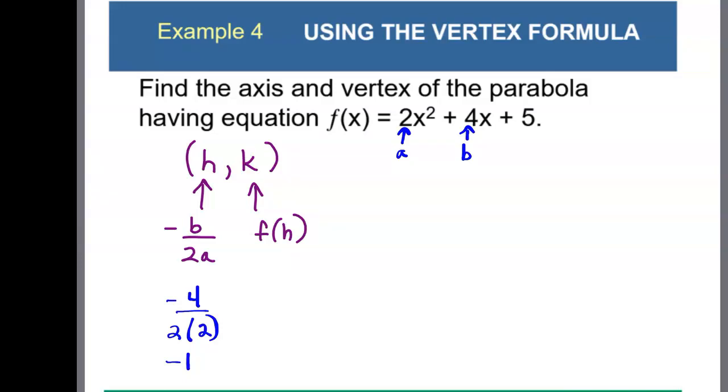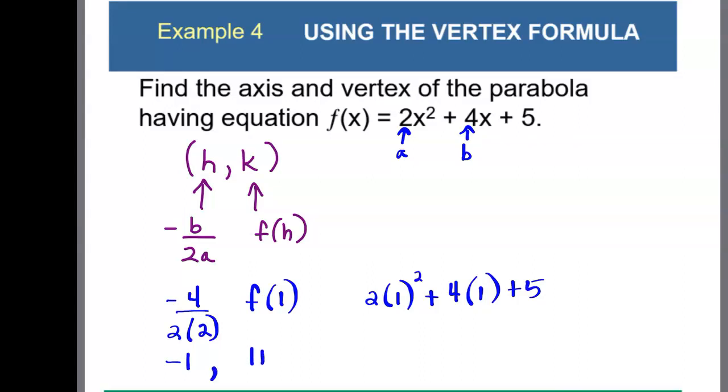Now to find k, I'm just going to plug h into f. I need f of h, which is f of negative 1. So I'm going to plug in negative 1 in my function wherever I see an x. So I have 2 times negative 1 squared plus 4 times negative 1 plus 5. And let's see, that comes out to be 2 minus 4 plus 5, which is 3. So my vertex is given by (negative 1, 3).